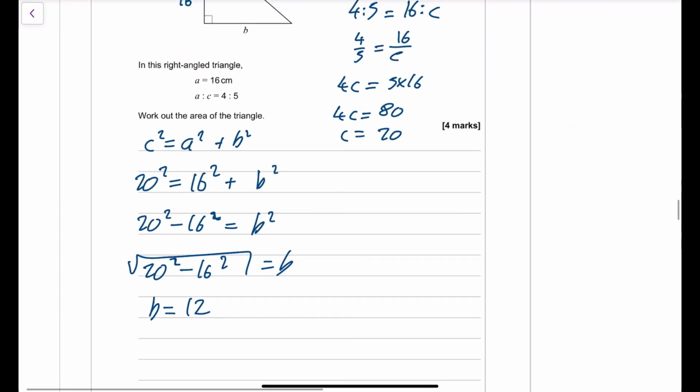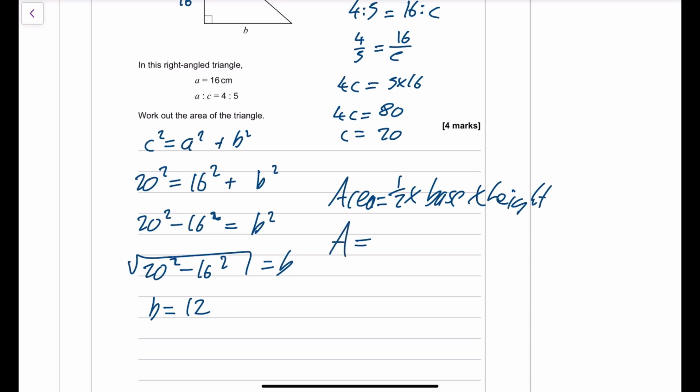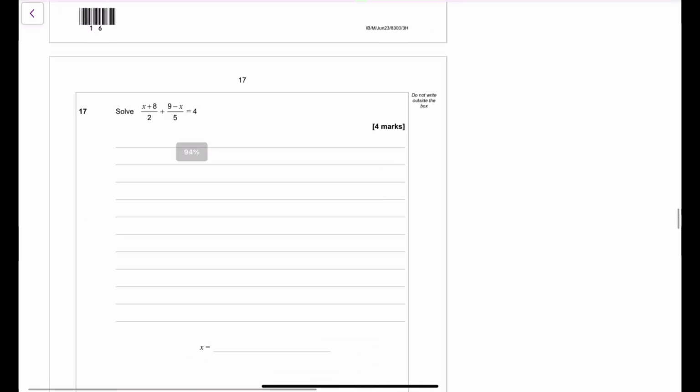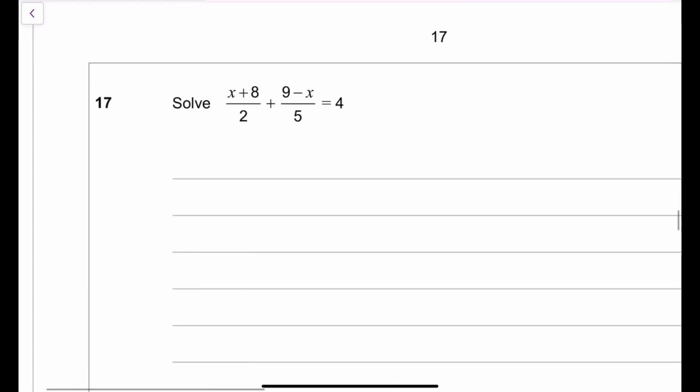Okay, the area of the triangle then, remember, is area equals half times base times height. So the area is equal to half times the base. We've just worked out the base to be 12. The height, they told us, was 16. So that's just going to be half times 12 times 16, which works out nicely to be 96 centimeters squared. Lovely.